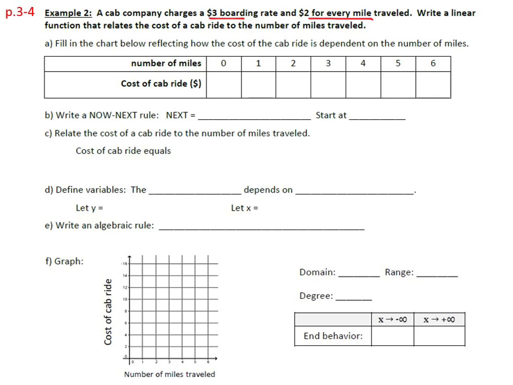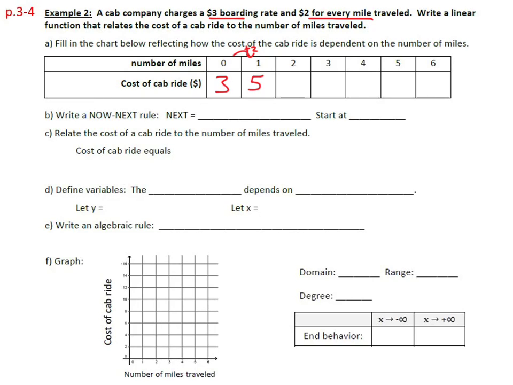And we're going to do the same thing. We're going to write a linear function that relates the cost of the cab ride to the number of miles that are traveled. So again, from the problem, we know it's $3 just to get into the cab and say, I need to get to this place. Then for each mile, we're going to have to pay another $2. So that means that we're increasing by 2. So when we add 2 to the 3, that means our total is going to be up to $5.